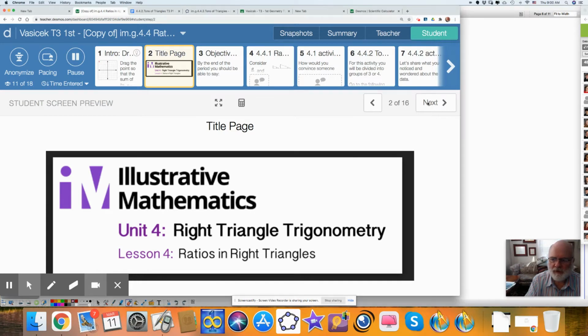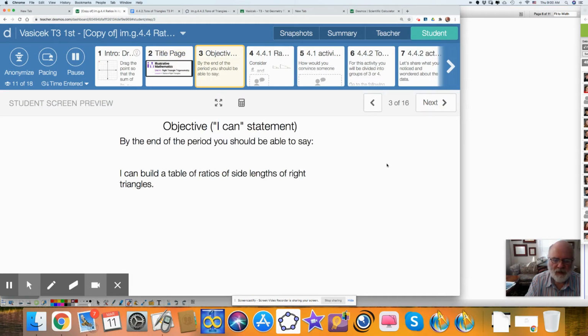Our objective, by the end of the lesson, you should be able to say, I can build a table of ratios of side lengths of right triangles.